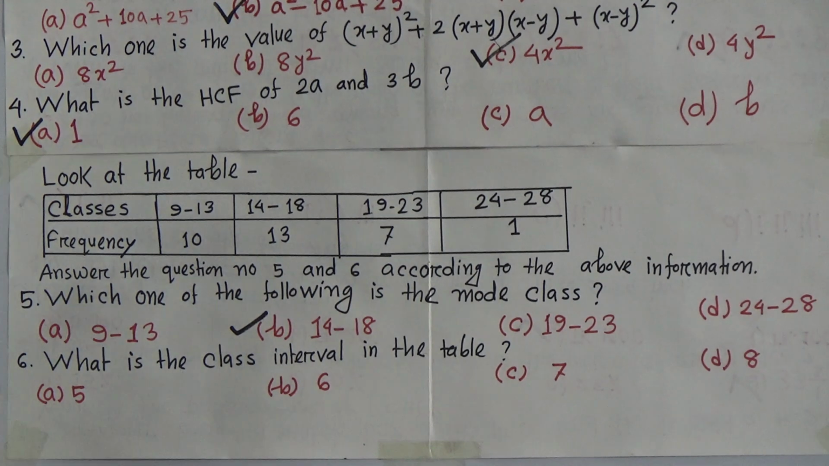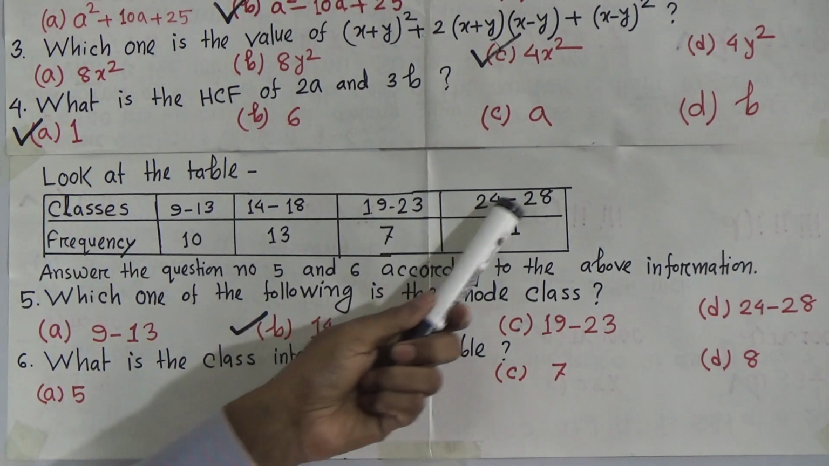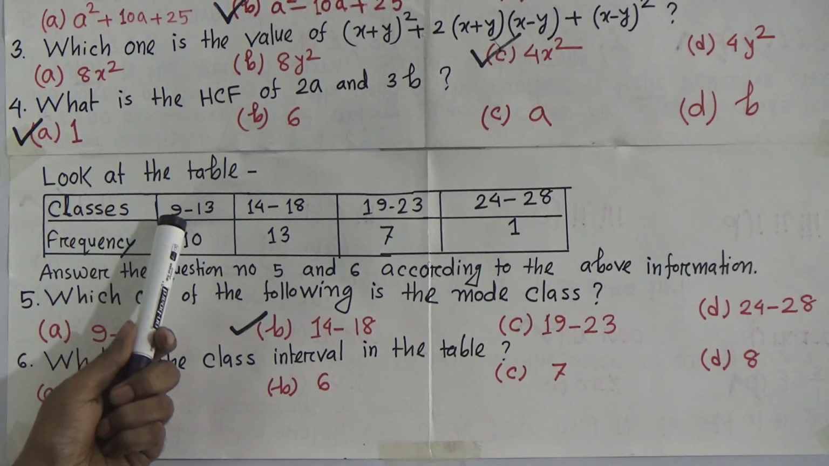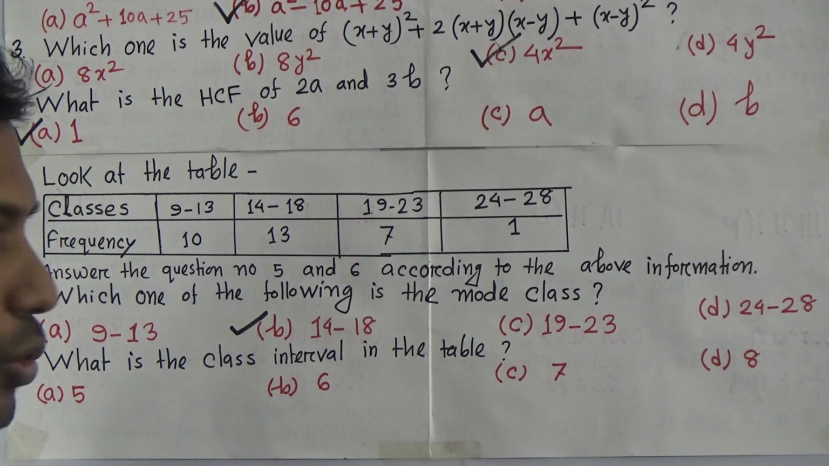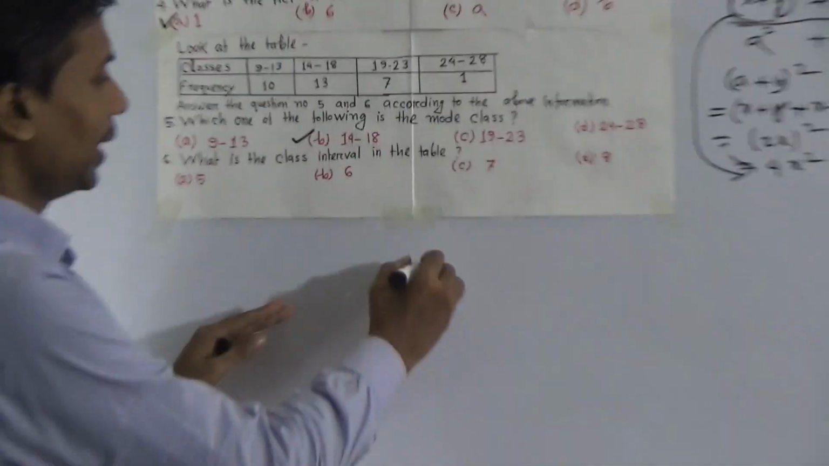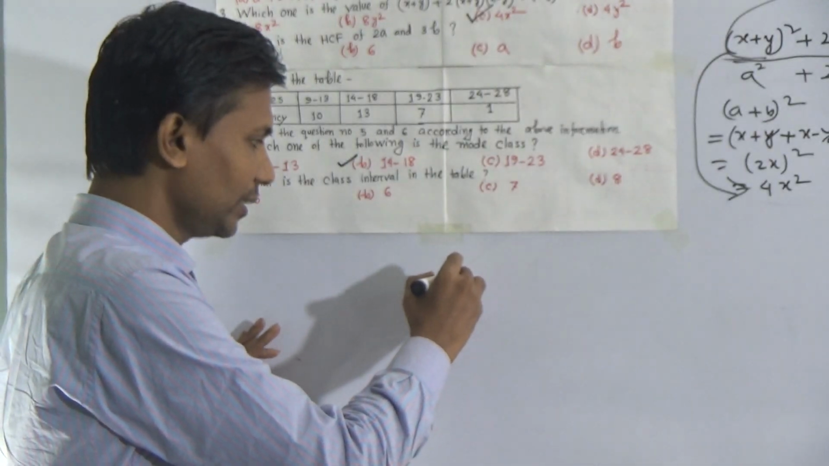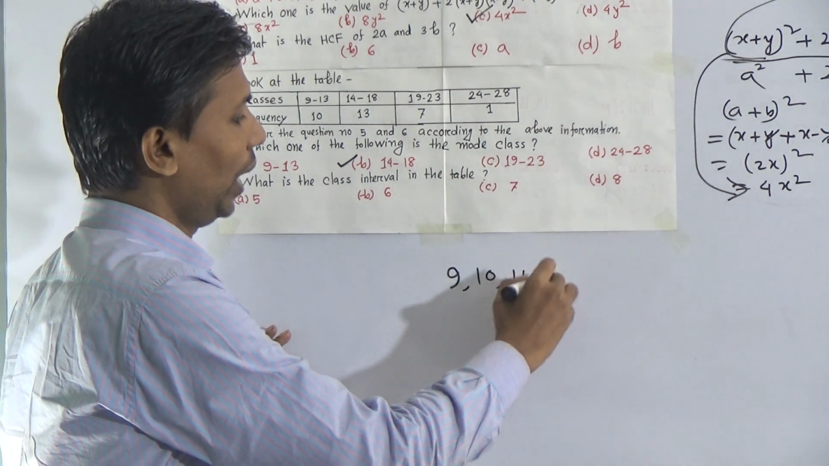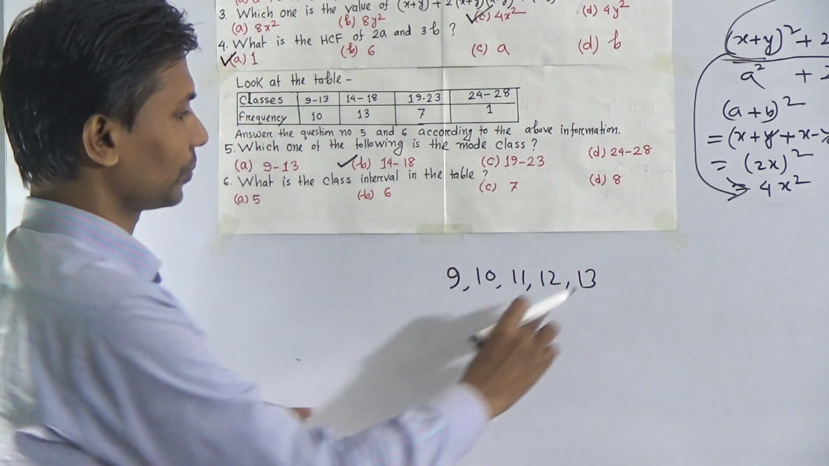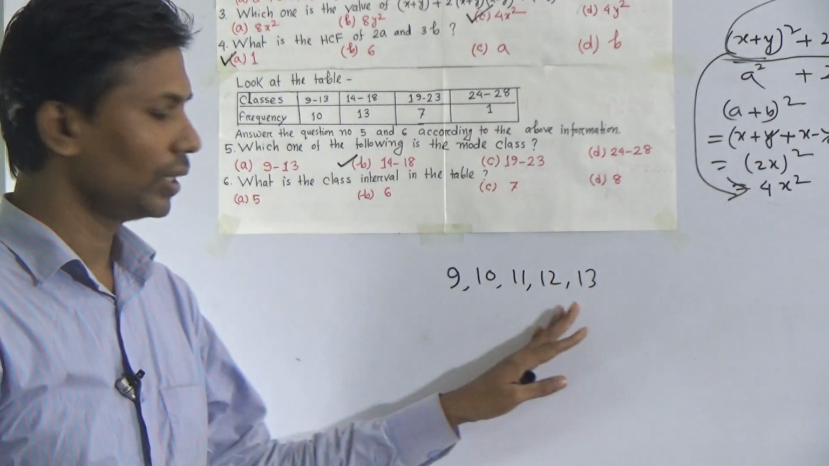Now, question number 6. What is the class interval in the table? Look at 9 to 13. How much? You count this way: 9, 10, 11, 12, then 13. 1, 2, 3, 4, 5. That means here the class interval is 5.